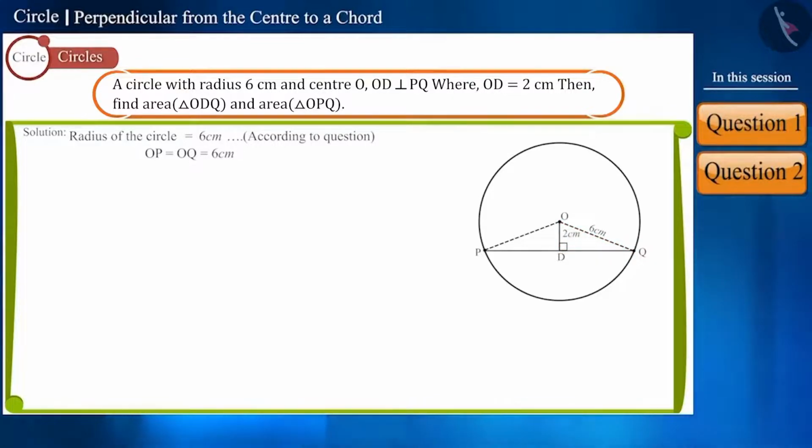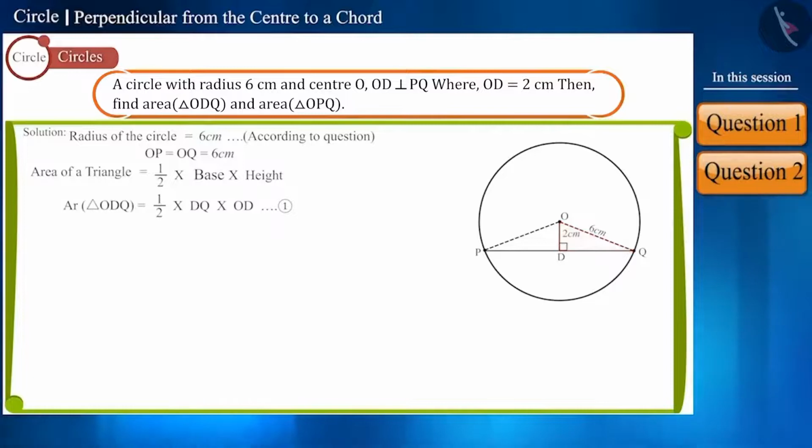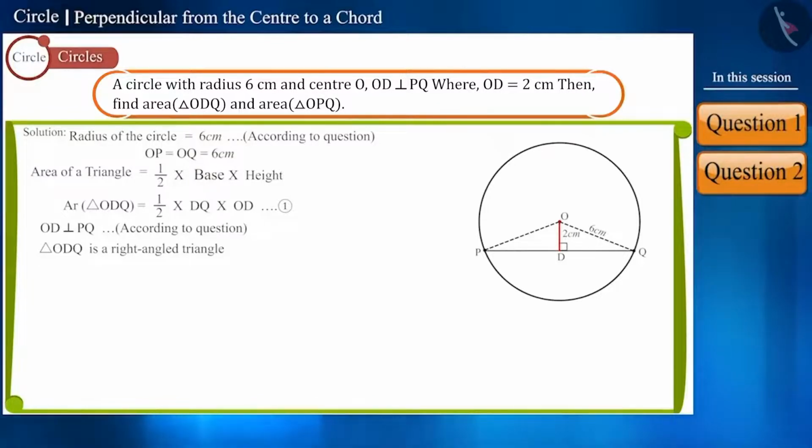Friends, we know that the formula for the area of a triangle is half multiplied by base multiplied by height. Therefore, we can write the area of triangle ODQ as follows. Let's consider this as equation 1. According to the question, line segment OD is perpendicular to chord PQ. Therefore, triangle ODQ will be a right angle triangle, and OD is the height of this triangle, which is given to be 2 cm.